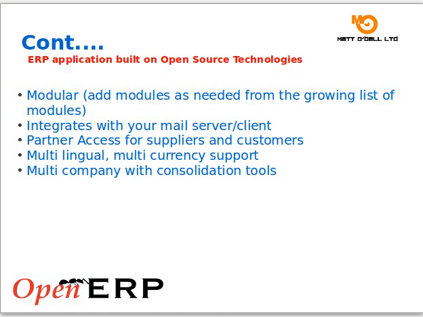OpenERP is also modular. Even though there are several modules, it means that we can add modules at any time and as needed. The system also comes with a powerful messaging system which integrates with any email server or client, whether it's Outlook or Thunderbird. Partners can access the applications remotely using the portal access for customers or suppliers, so that your customers and your suppliers can see invoices, they can see purchase orders that have been approved in the system, or continually be in touch with information that is released from time to time by the company.